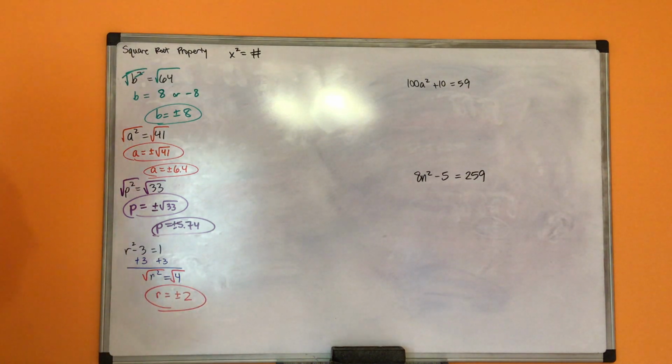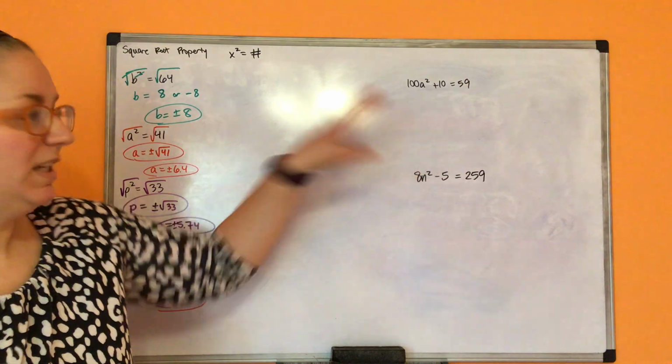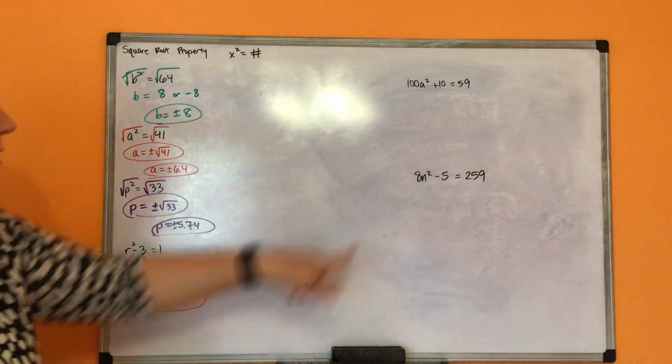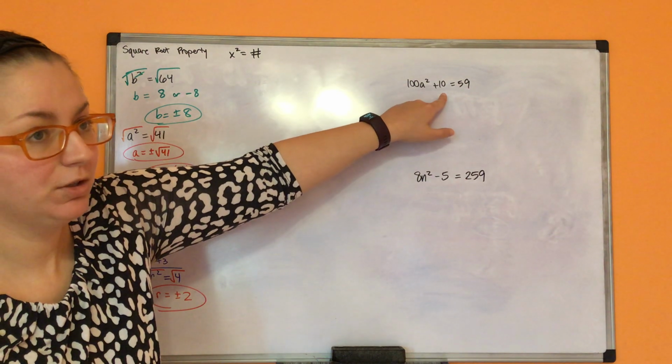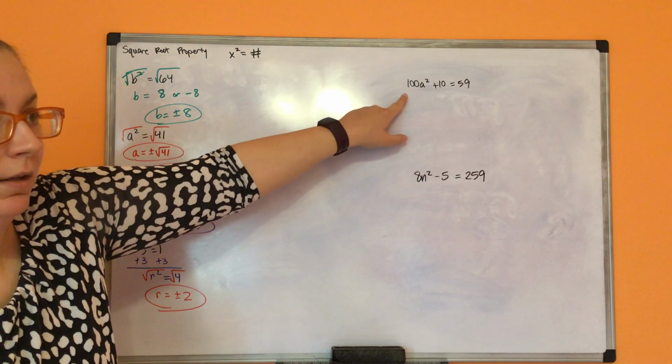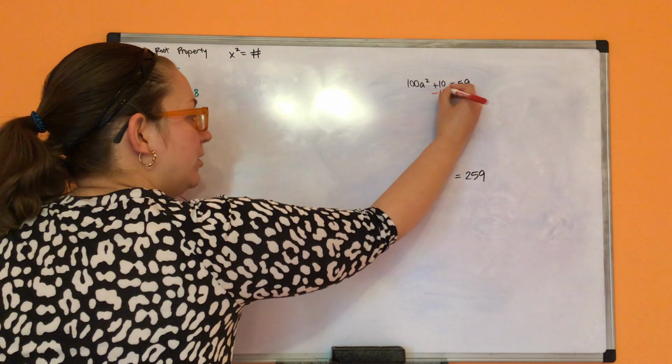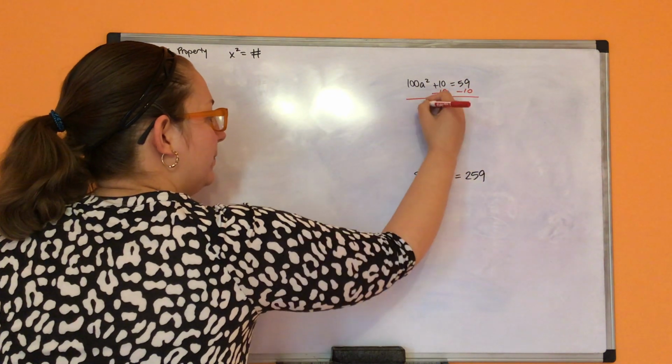Easy peasy. These next two, same idea. You're going to use the usual steps you take to solve an equation. So we're going to start by undoing the addition or subtraction, then dividing, then doing our square root. So let's try it. Undo plus 10 by subtracting 10.